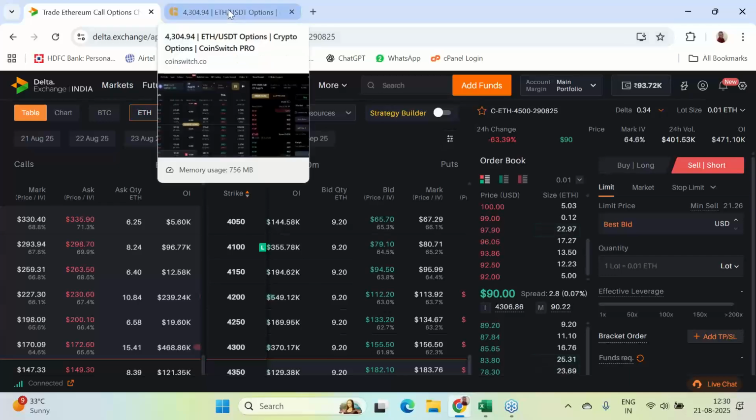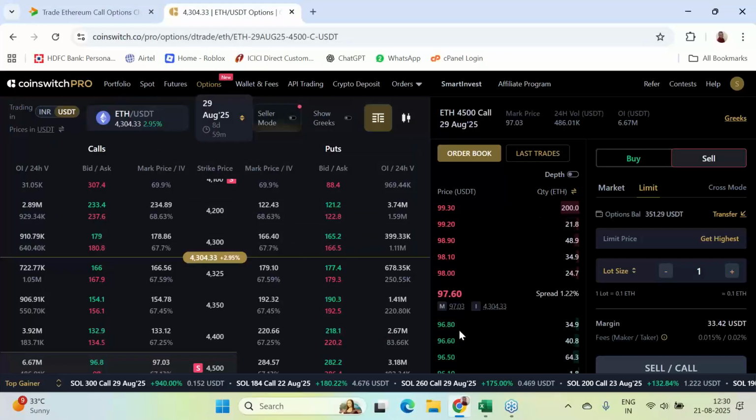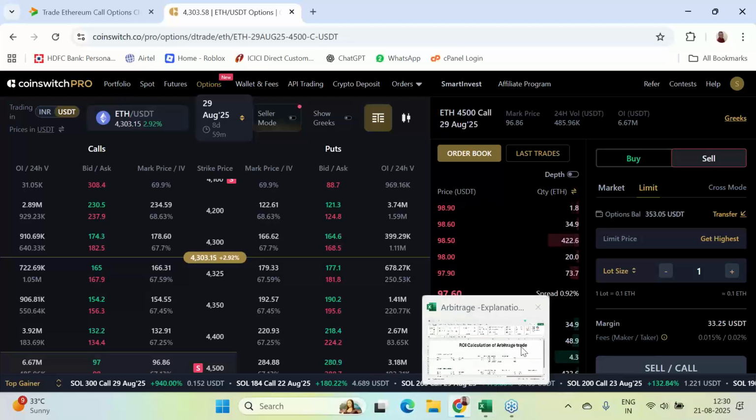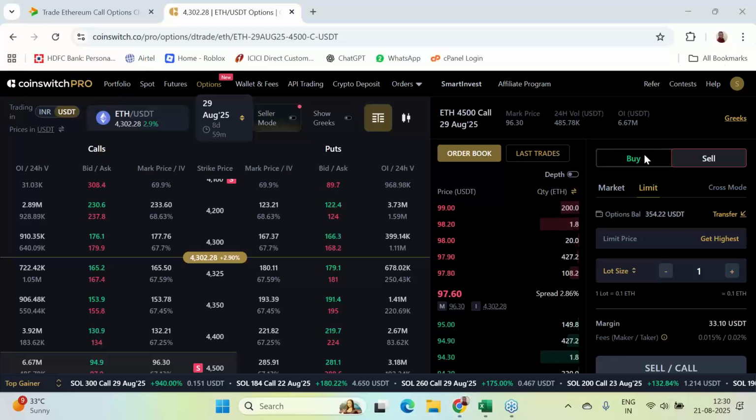If you consider 92 also, we are having near 5 tethers as arbitrage value. 5 tethers excess we are getting. So what we are going to do here: wherever we are getting the excess value, we are going to sell it, and wherever we are getting the lower value, we have to buy it. But one catch is here.